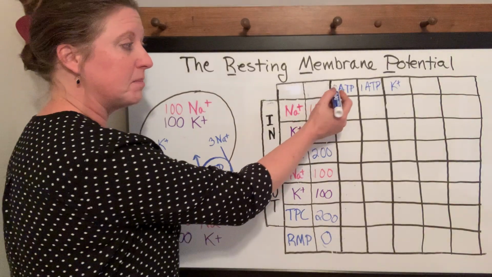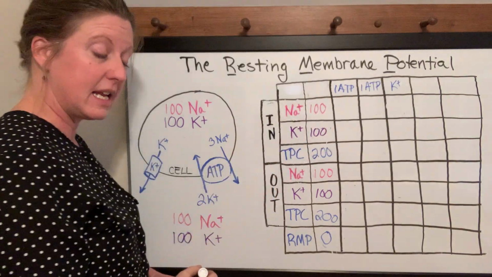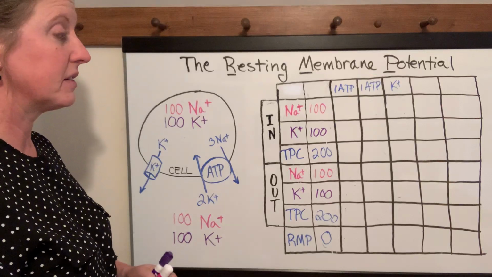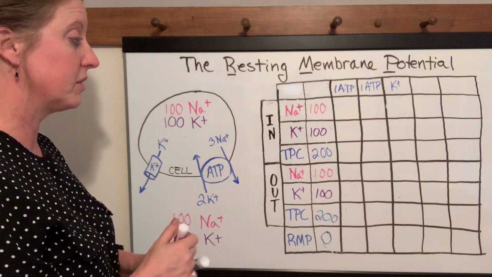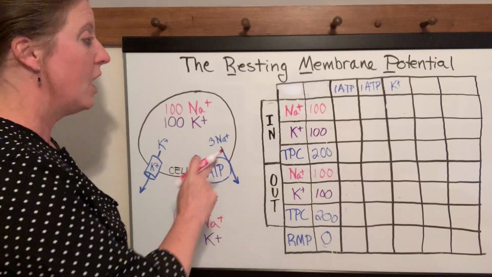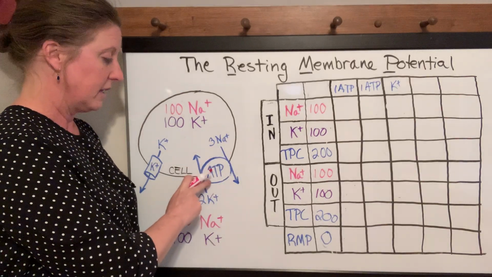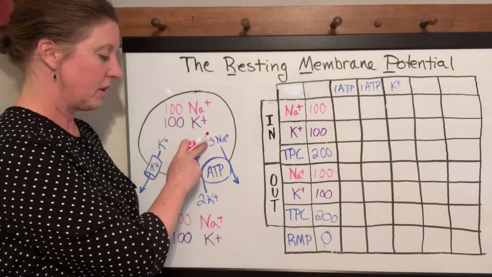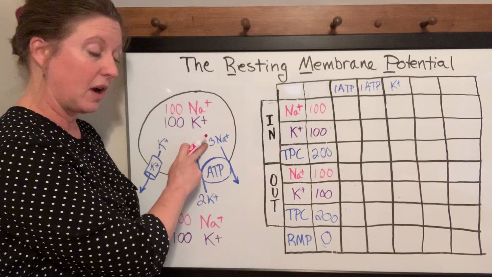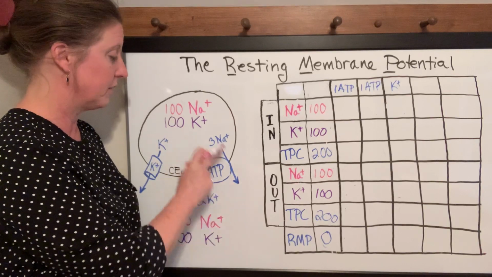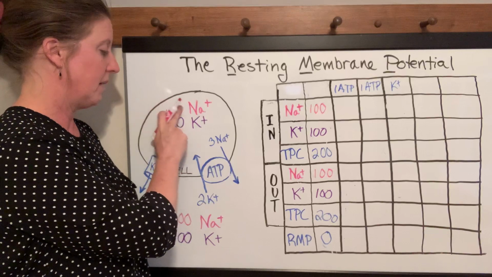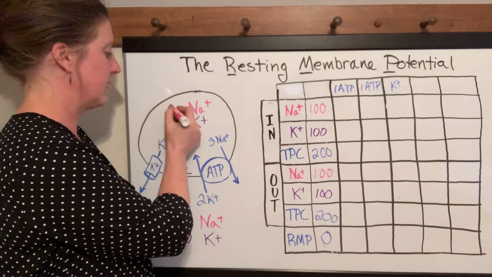Now, let's spend a molecule of ATP and see what happens to the membrane potential. So if we use 1 molecule of ATP, it's going to take 3 sodium ions from the inside of the cell and move them to the outside of the cell. So I'm going to take away 3 from this 100.